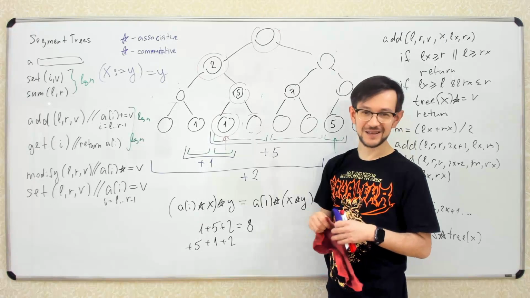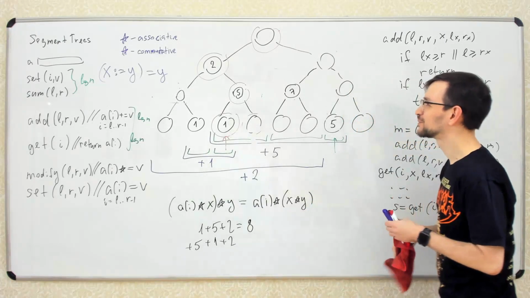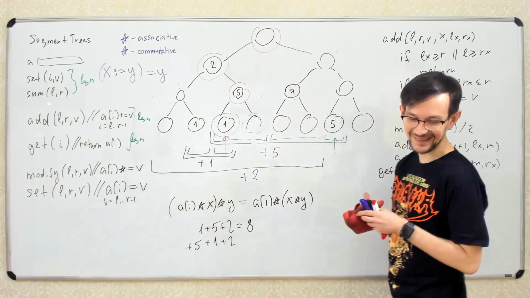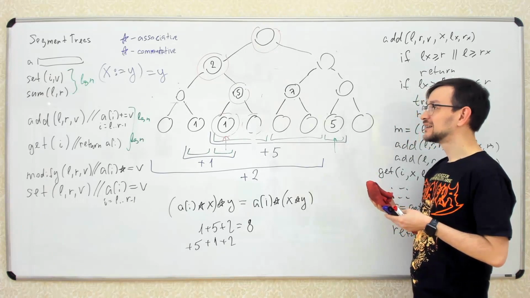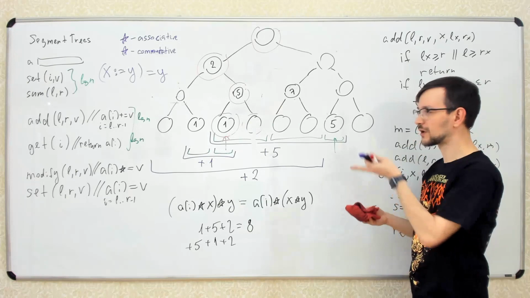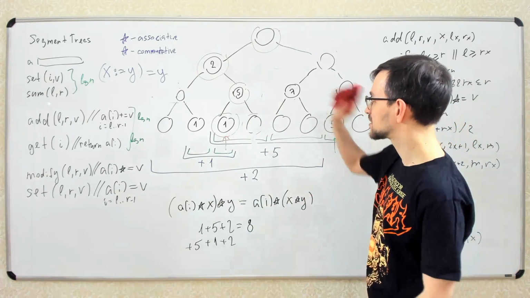Yes, I believe you can Google a good definition of associativity and commutativity. It's not about terminology, right? It's more about algorithms. So I think it's quite clear.